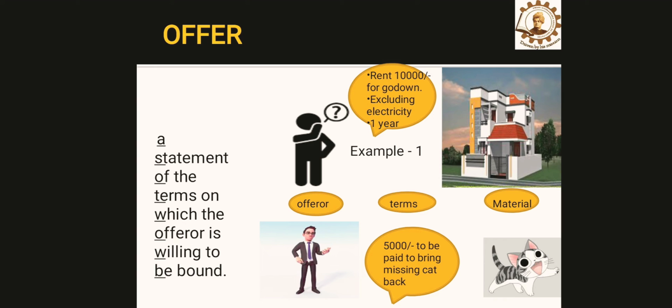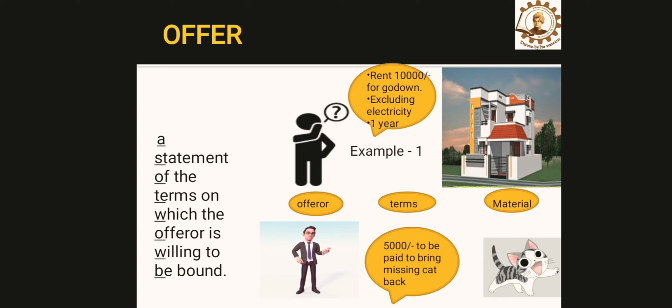So here also he had made a statement of the terms on which the offerer is willing to be bound. He will not say that I'll be paying 2,500 to the person who has brought the missing cat. He cannot say. He will not say, and he also cannot say. Next, this is the offer.